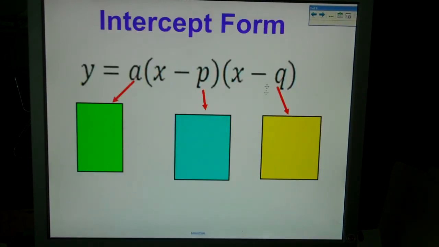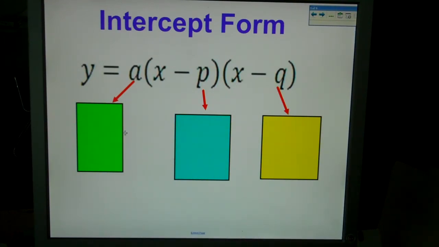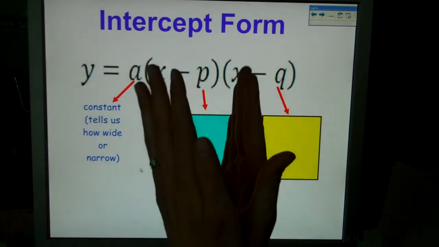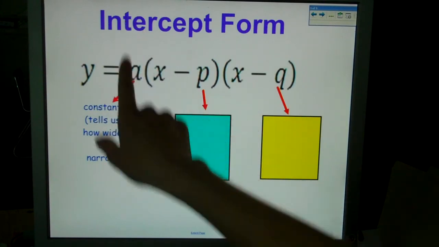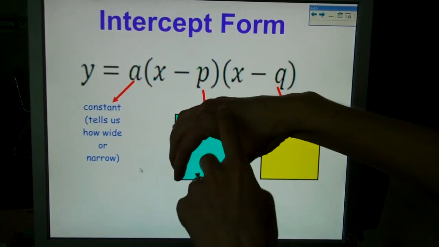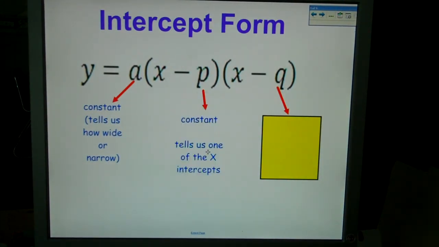Moving on. All right, here we go. Intercept form. Again, we're going to be looking at the x-intercepts, and I'll show you a picture of that in just a moment. Okay? A, we should know what this is. Please get this down. I'm going to be looking for this. A tells us what about a parabola? It tells us how wide or how narrow it is. It also tells us whether the u is going to be going up and we have a minimum, or the u is going down and we have a maximum. Okay? P. P is a constant. It tells us one of the x-intercepts.